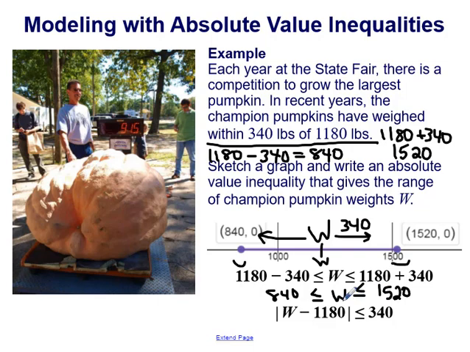And if we want it as the absolute value inequality, we have our center being 1,180. Now we know that's the weight we're comparing to in the middle. And we're going a distance of D equals 340, so that will give us the absolute value of W minus 1,180 is less than or equal to 340.